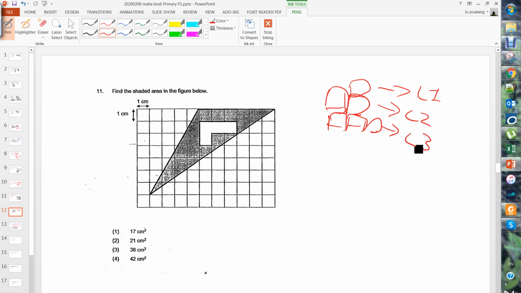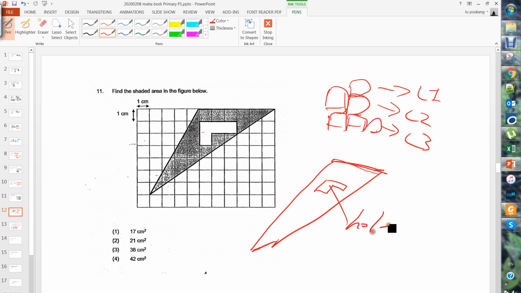So this question is similar to what question? Did you bring the piece of thing? Basically this question is, you have a big piece, and what shape is this? Triangle. So you have a big piece of triangle, and then suddenly you have something empty here. That means you have a hole. So now they ask, what is the area of the shaded?